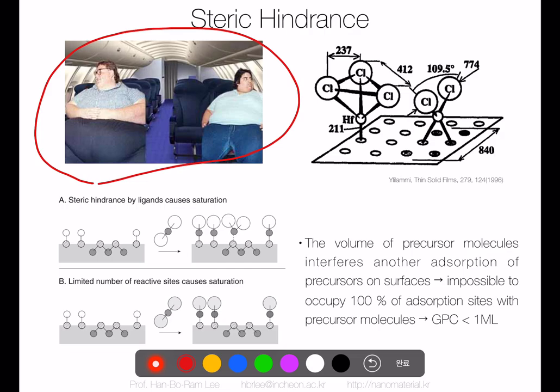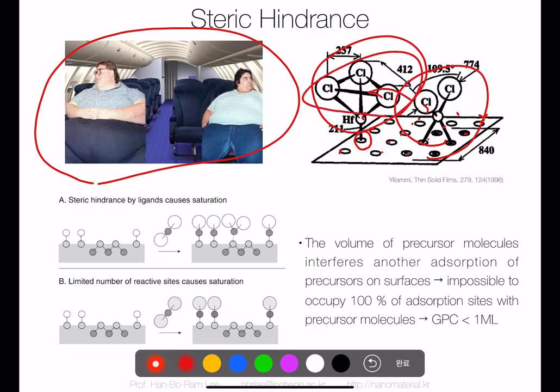So if you are now using hafnium tetrachloride, definitely there are a lot of nucleation adsorption sites. But once this hafnium tetrachloride occupies this one point, the other adsorption site is not easily occupied by the other one because of the steric hindrance from the ligand, and that interferes, that hinders the adsorption of the precursor on the adsorption site. So this is the main reason for the lower GPC than the theoretical GPC.